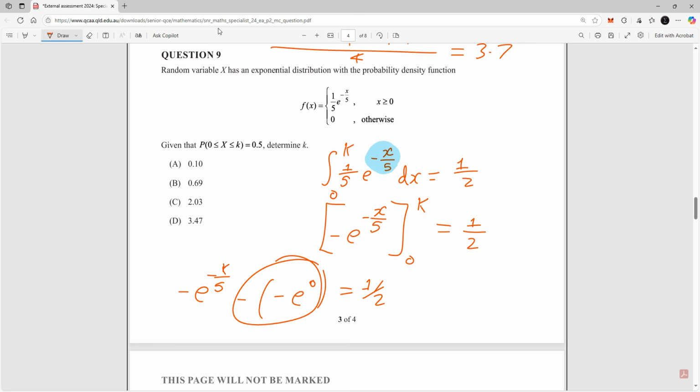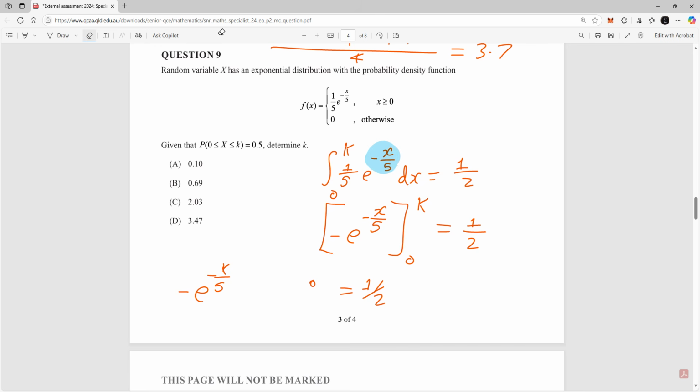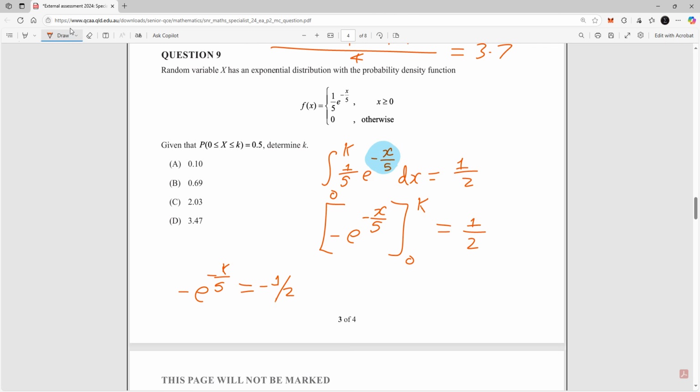Therefore, this here is going to be positive 1. So if I move the positive 1 to the other side, I have a half subtract 1, which gives you negative a half. So we can rewrite that as this equals negative a half. Divide both sides by negative 1. That gets rid of the negative sign here.